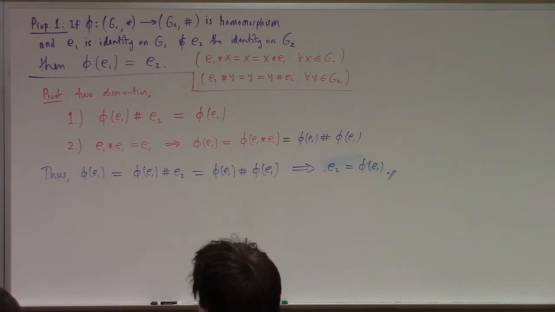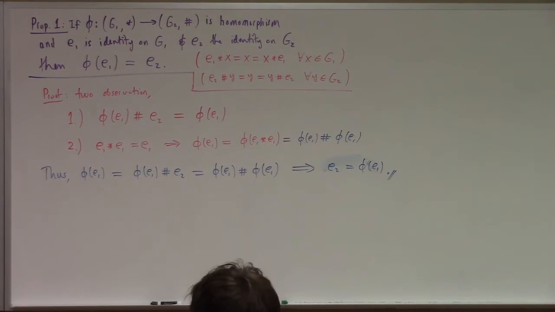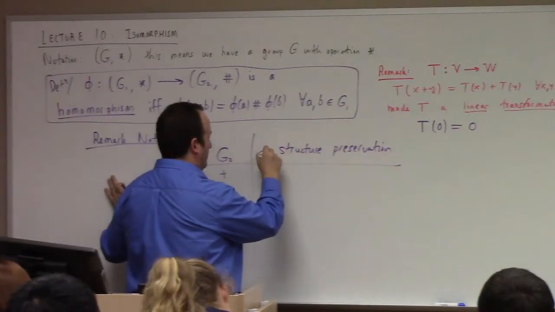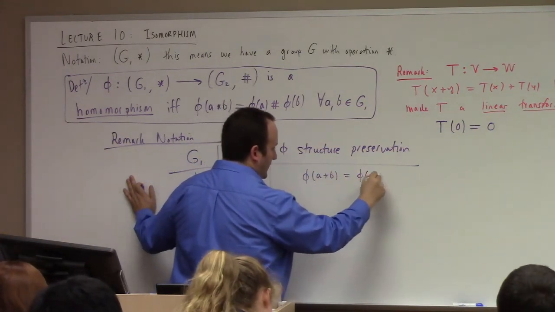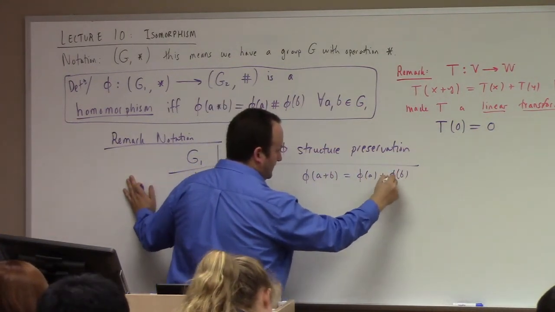Let me just make a comment on notation. So suppose we have G1 and G2, and over here is the structure preservation condition. Start out with the easy one, plus and plus. We have phi of A plus B is phi of A plus phi of B. That's how it works, right?